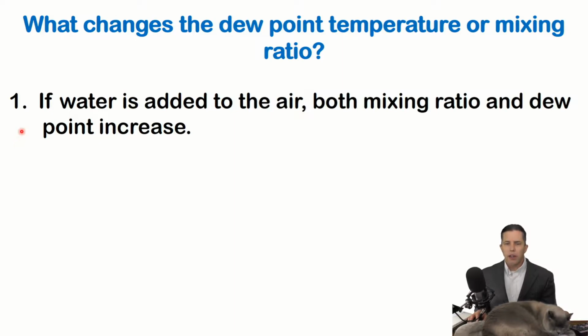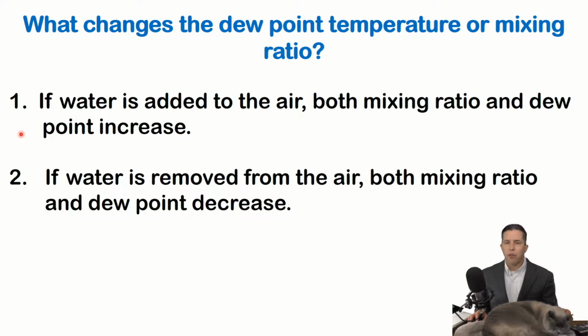So if I can add water to the air by any means, both the mixing ratio and the dew point will increase. Now, the converse is also true. If I remove water from the air, both mixing ratio and dew point will decrease. Now, key idea here, you cannot change one without changing the other. So think about mixing ratio. If I add water to the atmosphere, I can think of it like I'm adding grams of water to the atmosphere. Mixing ratio must go up.